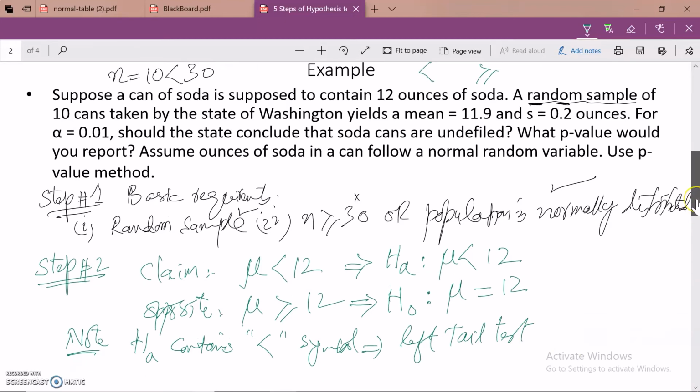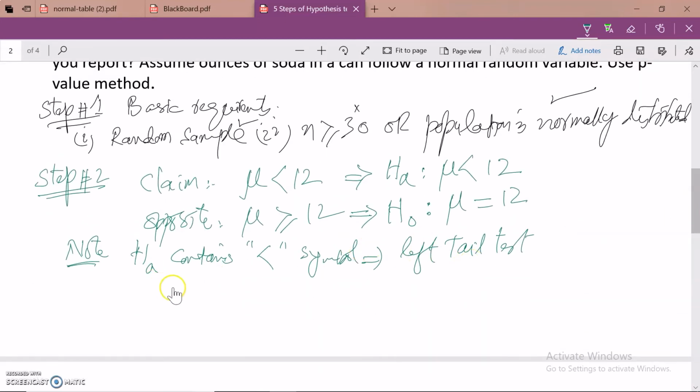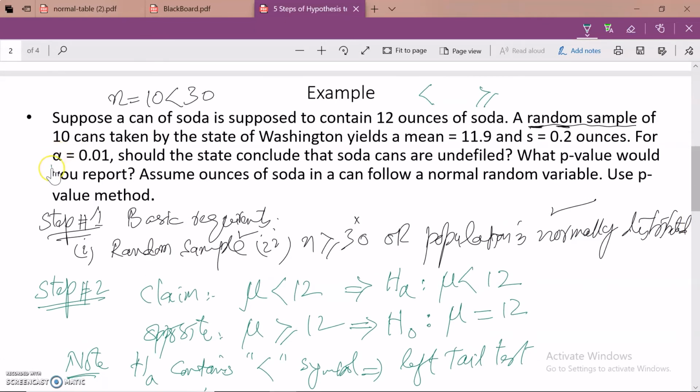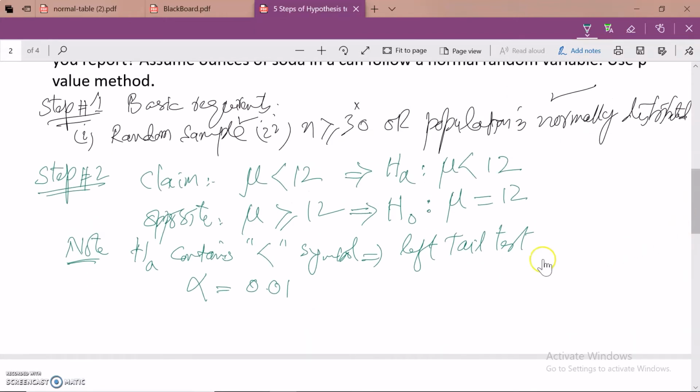And finally, we're going to decide the significance level. It has been given to us, the significance level is 1%, sorry, 0.01. Look at that, 1% significance. So we have completed step number 2. We have our null hypothesis, we have our alternative hypothesis, we know what type of test it is, it's a left tail test, and we have determined the significance level, right? So now we're going to move to step number 3.